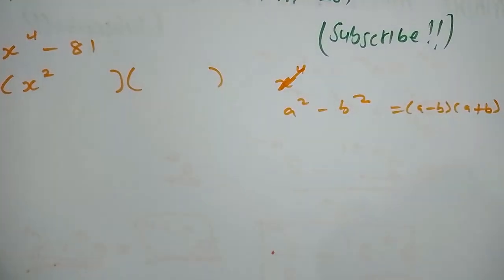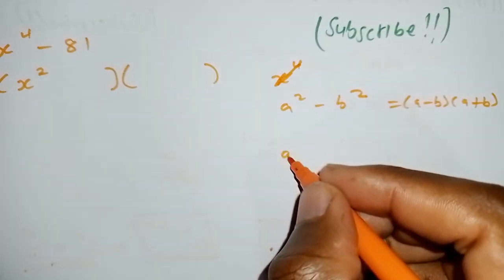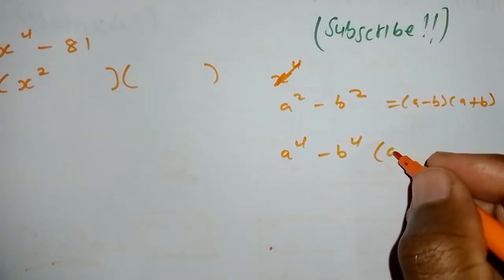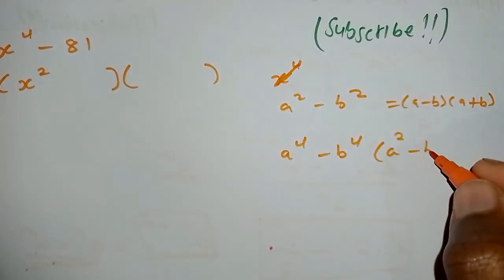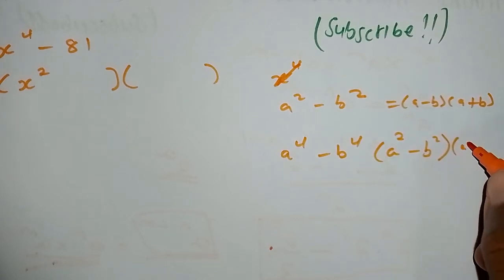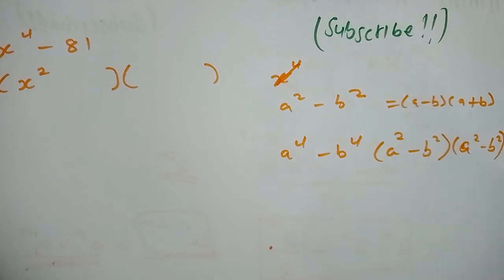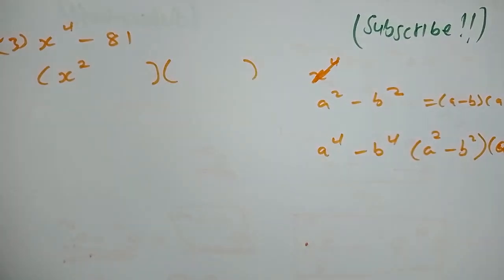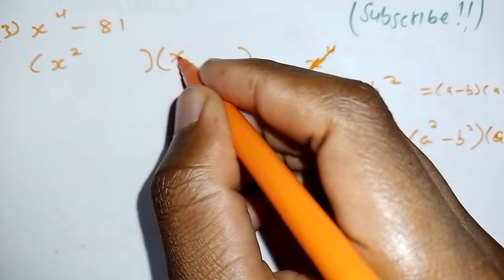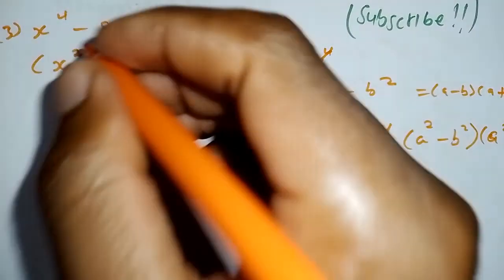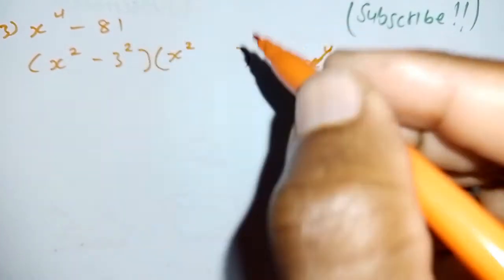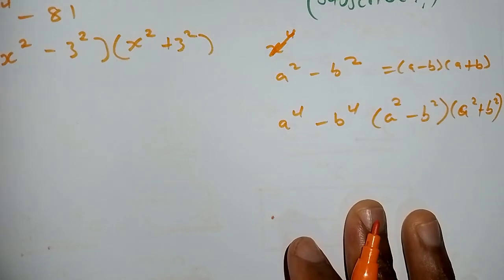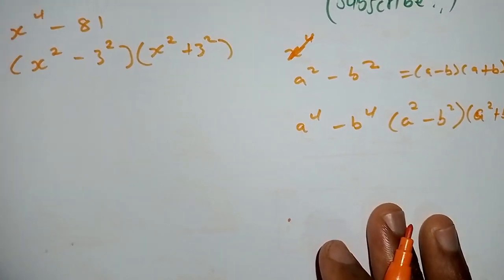If I say I have a to the power 4 minus b to the power 4, this can be written as a to the power 2 minus b to the power 2, then a to the power 2 plus b to the power 2, right? And in this case, I can write it as x to the power 2, but what is 81? I believe 81 is going to be 3 to the power 2. It's going to be like that because this is a difference of two squares. We have plus and minus sign.